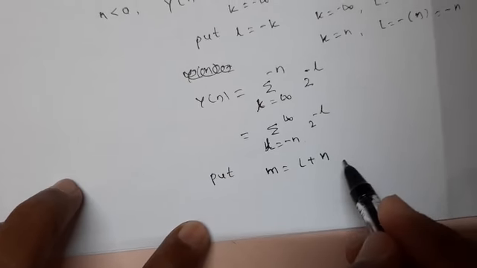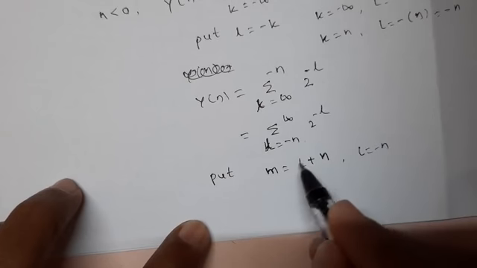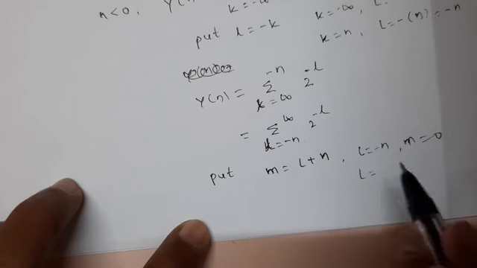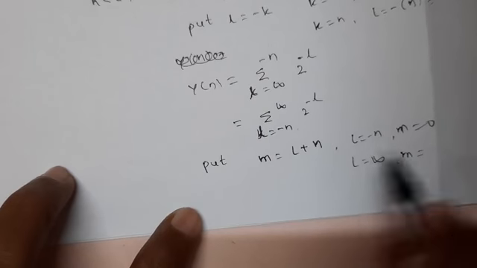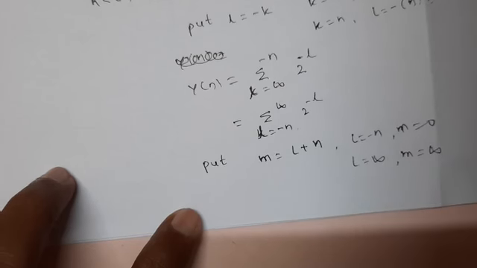What does it become? You have one limit as L equal to minus n. When you substitute L equal to minus n here, m becomes 0. When you substitute the L limit infinity, that is, L equal to infinity, infinity plus n is still infinity.